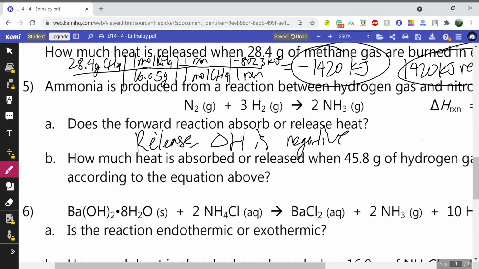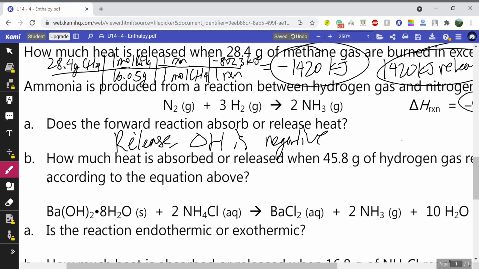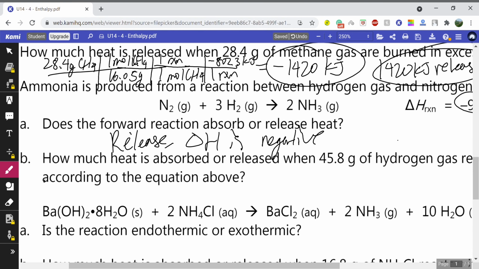How much heat is absorbed when 45.8 grams of hydrogen gas react with excess nitrogen gas according to the reaction above? And it's going to be the same thing as we did previously. First we convert grams into moles. 1 mole has 2.016 grams. That's the H2.